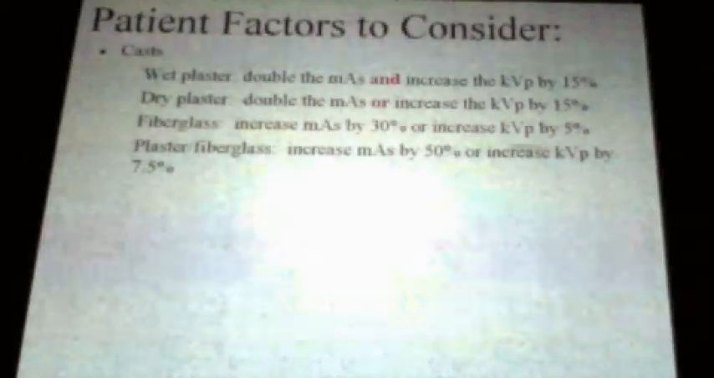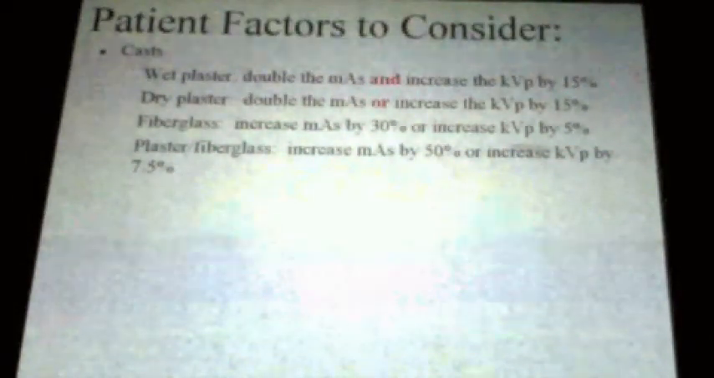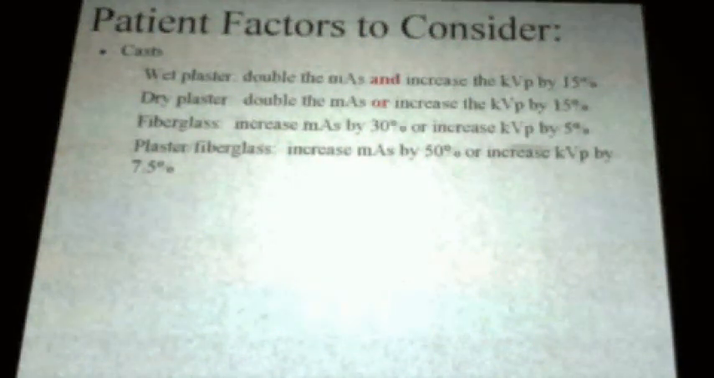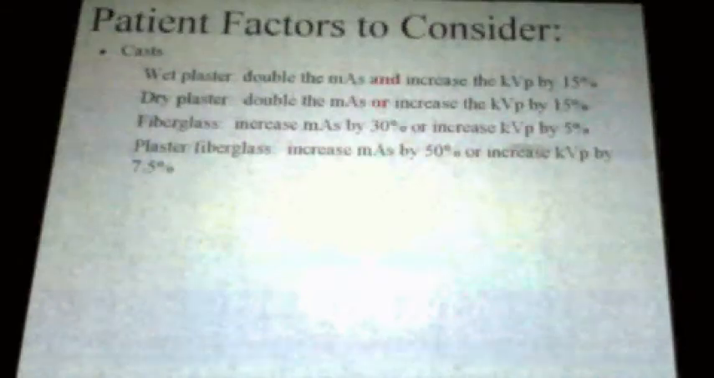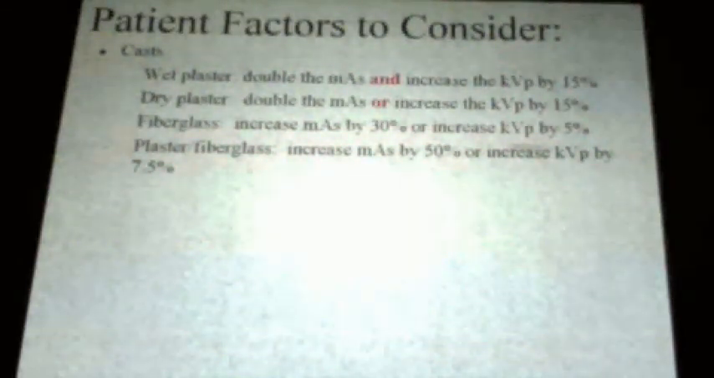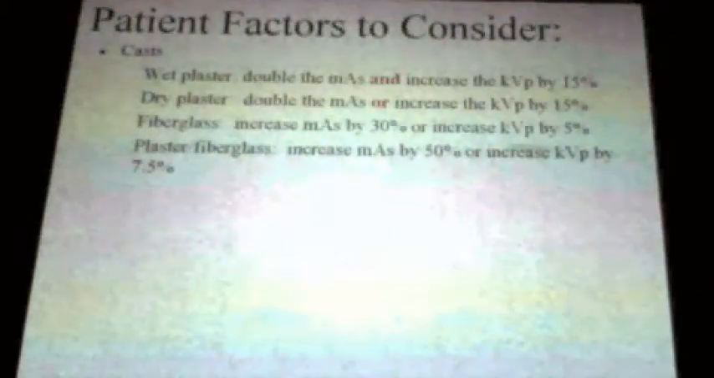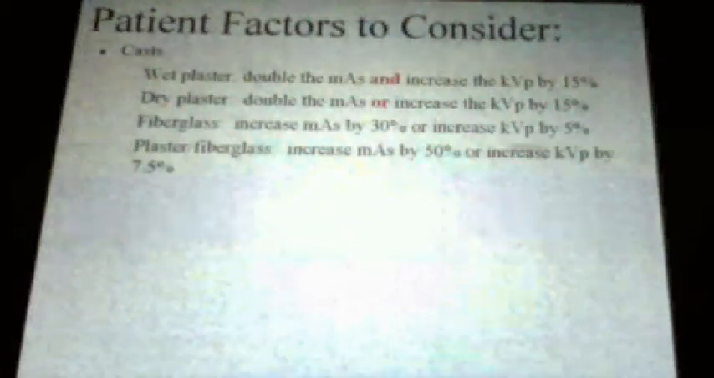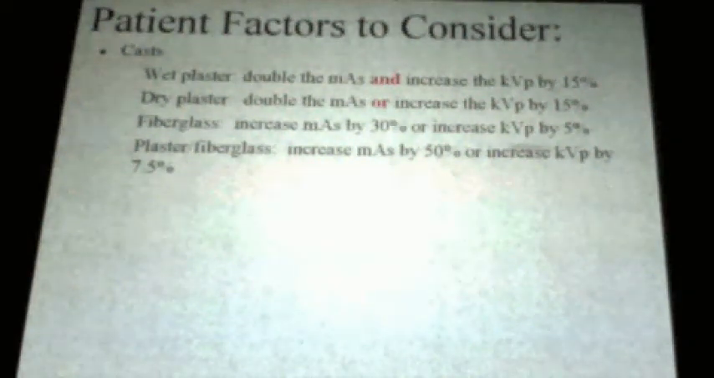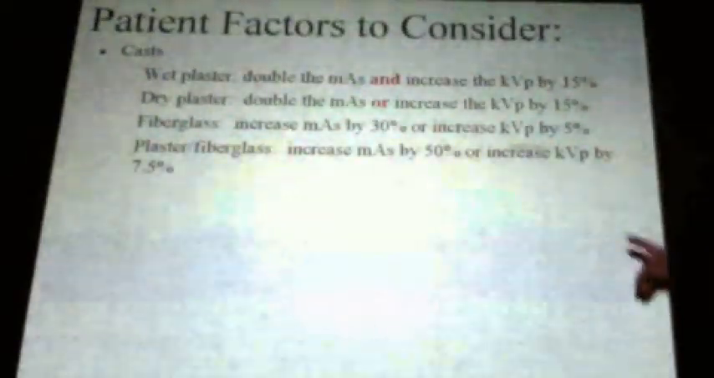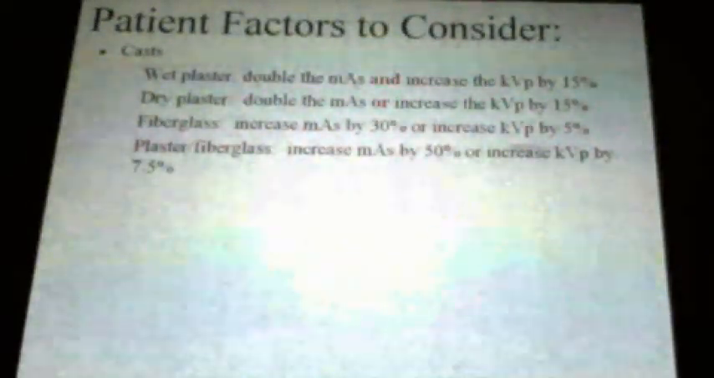Plaster fiberglass, okay, so then they make this cast where the bottom of the cast is plaster. It's almost like something that they set the elbow in and then they wrap it with fiberglass. Okay, that's very, very hard to image. And so if you have a combination of a plaster and a fiberglass cast, then you'll want to go up 50% in your mass or, I'm sorry, 7.5% in kVp.